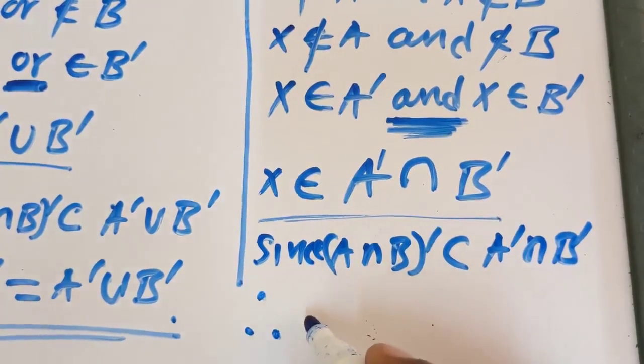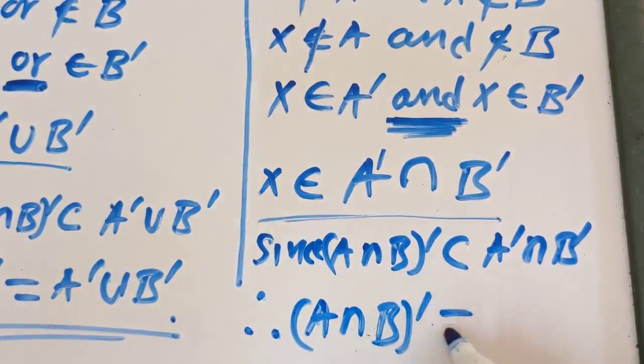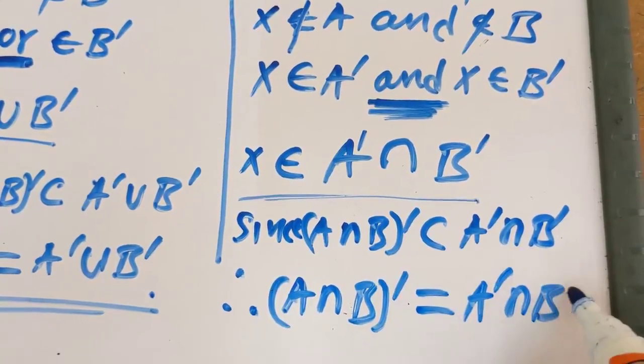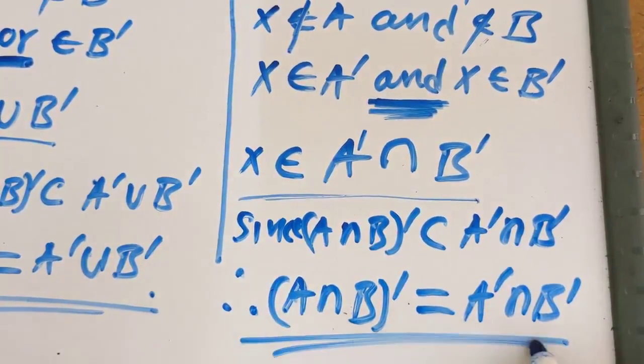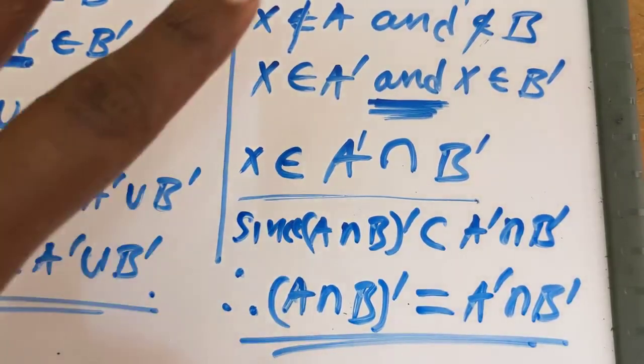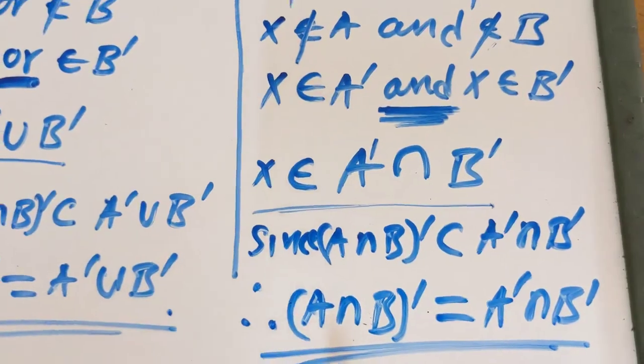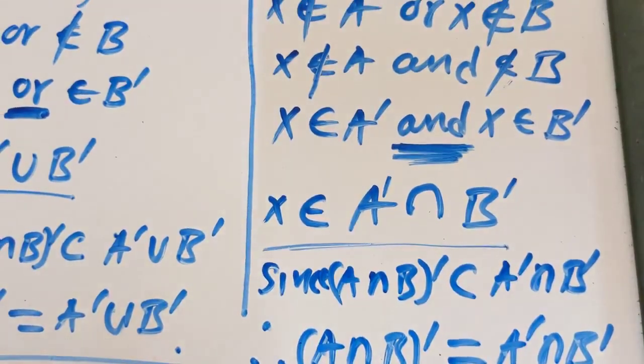Therefore, A union B complement is equal to A complement intersection B complement. So you end there. That is all. For this one as well, you'll be given 5 marks like that. So that is how it goes. So we have proved De Morgan's law.